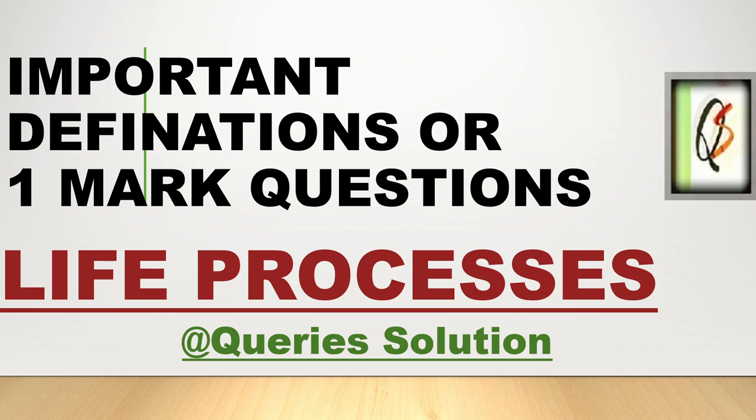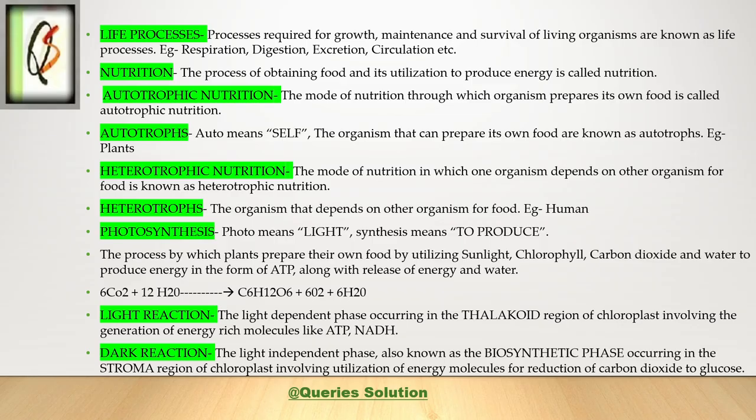So let us start our video on all the important definitions with regards to the chapter life processes. So talking about our very first definition and defining the title of the chapter, what is life process itself? So the processes mainly which are required for the growth, maintenance and survival of any living organism are the processes which we say as life processes.